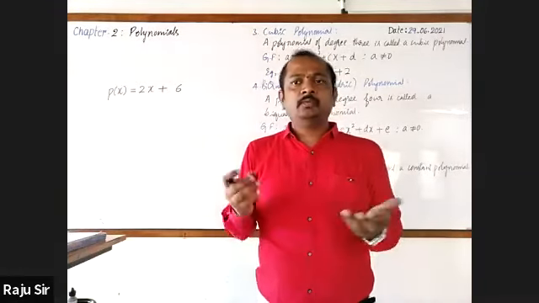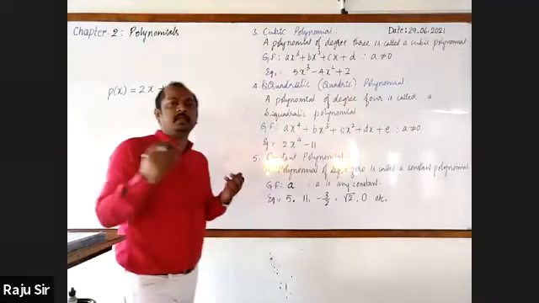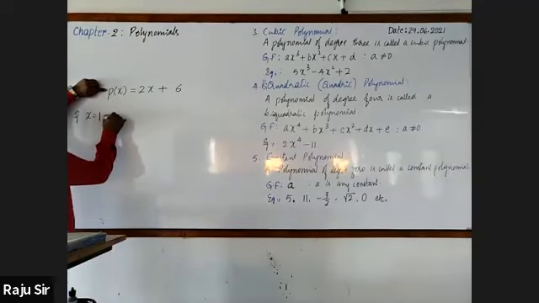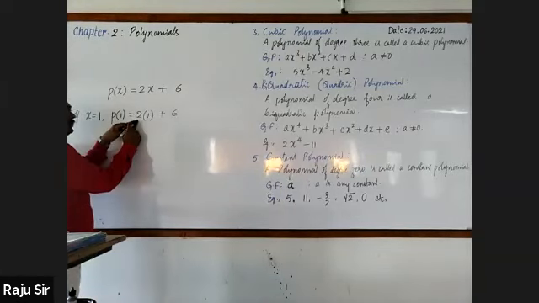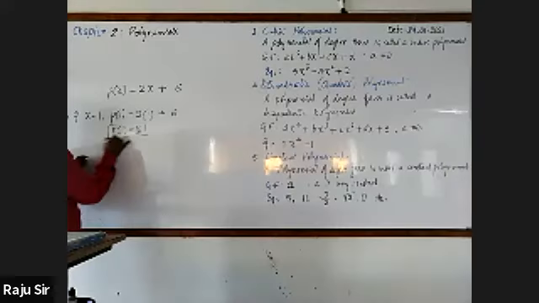Right. And we know that x is a variable. It may be any number. So I go for writing 1 in place of x. I'll substitute. P of 1 is equal to 2 into 1 plus 6. Simplify this. 2 ones are 2. 2 plus 6, 8. P of 1 value is 8.